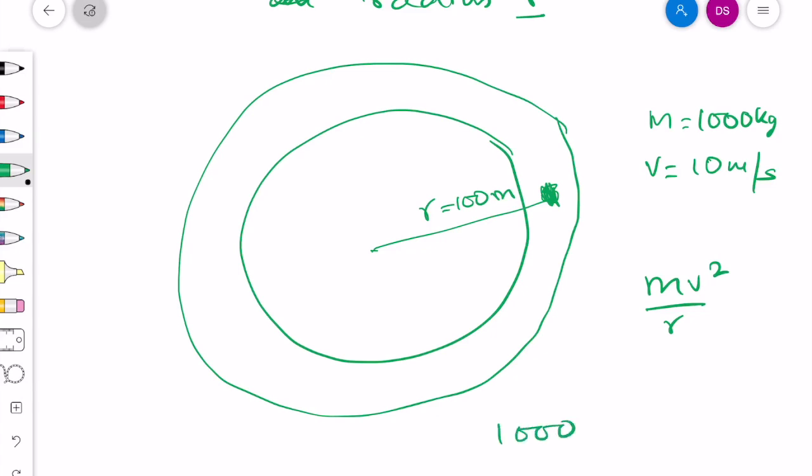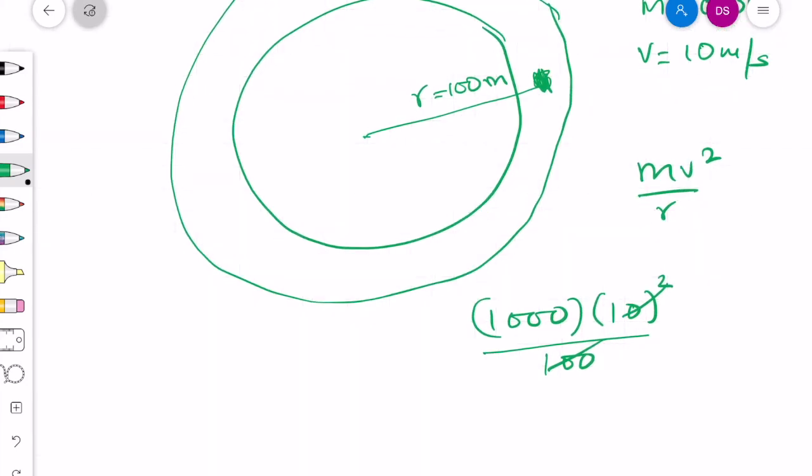So that's going to be 1000 times 10 squared, which is 100, divided by 100. I can't really do arithmetic, so I take the easiest numbers possible. So it's 1000 newtons. So the friction has to be able to provide 1000 newtons in order for the car to be able to continue that circular path. So that's the interpretation of mv square over r. It tells you how much centripetal force is necessary for a car to be able to follow that particular circular path at that particular speed. So if the car is staying on that circular path, that means friction is able to provide that.